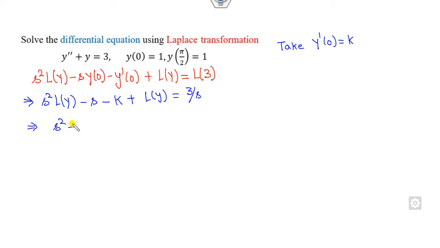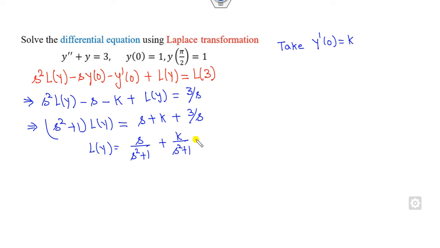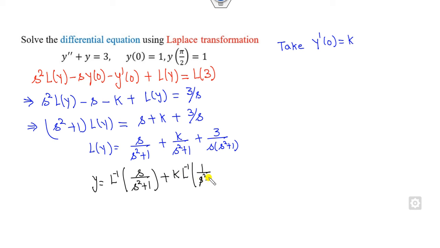So I can make the pair: (s square plus 1) L of y, which is s plus k plus 3 over s. So what is the value of the L y? s over (s square plus 1), k over (s square plus 1) and 3 over s (s square plus 1). So can you find the value of the y? y is L inverse of s over (s square plus 1). k is my constant, L inverse 1 over (s square plus 1). 3 is constant, L inverse 1 over s (s square plus 1). So it will be cos of t, k is outside, it is sine of t.